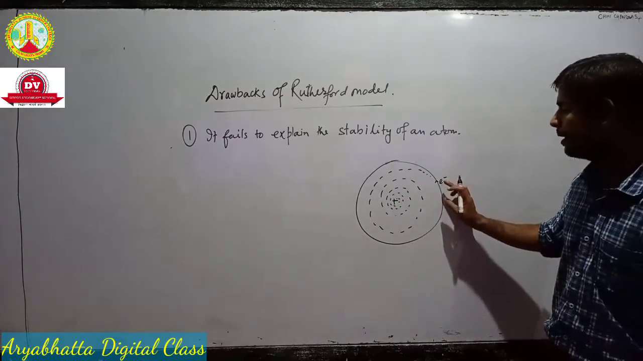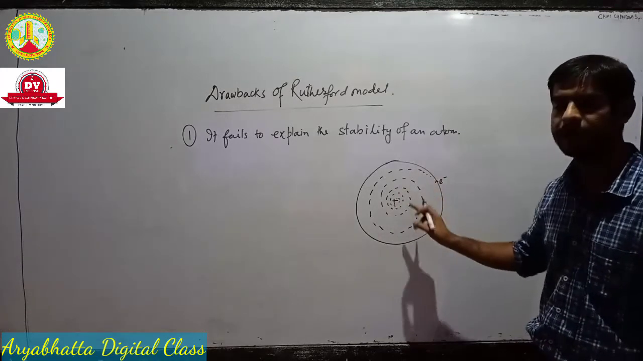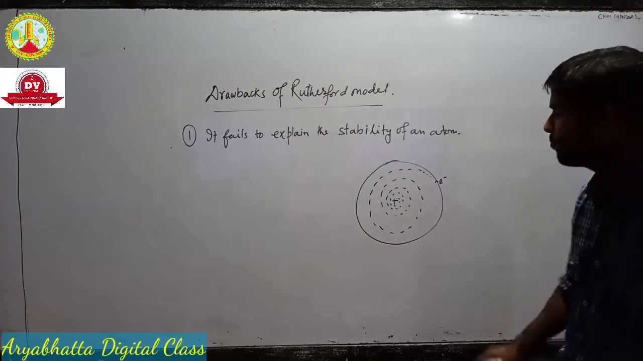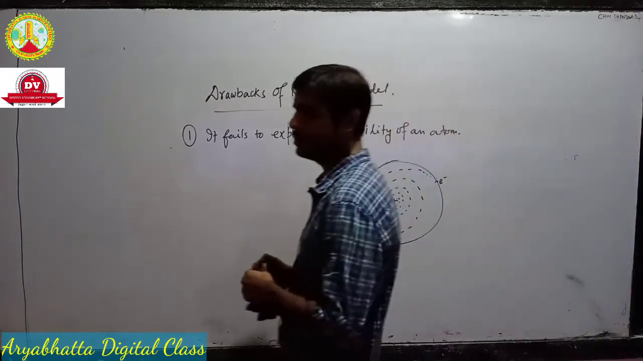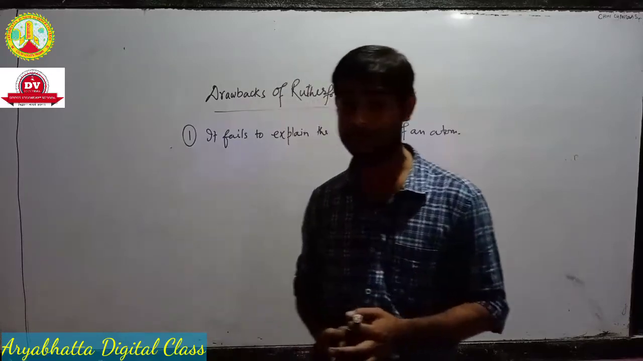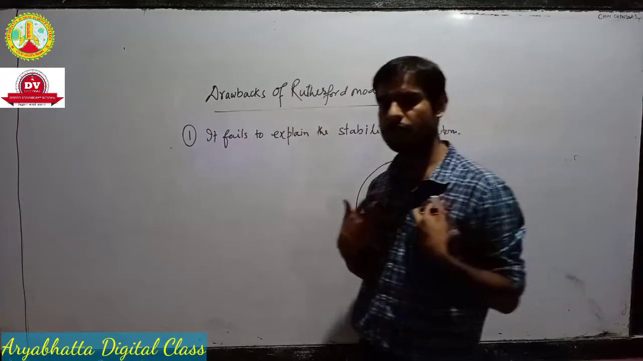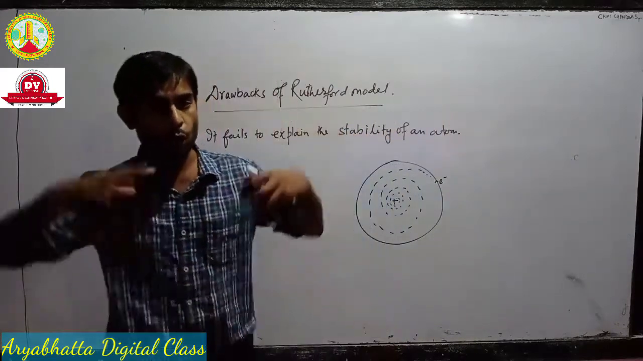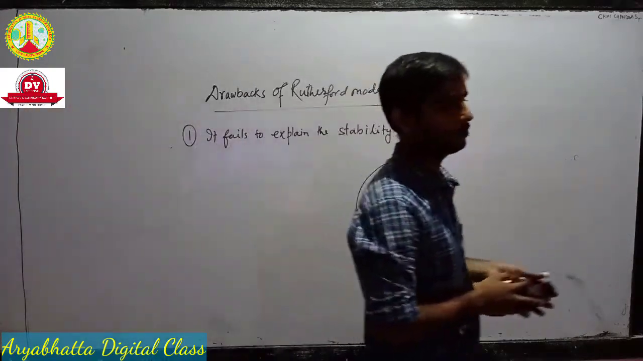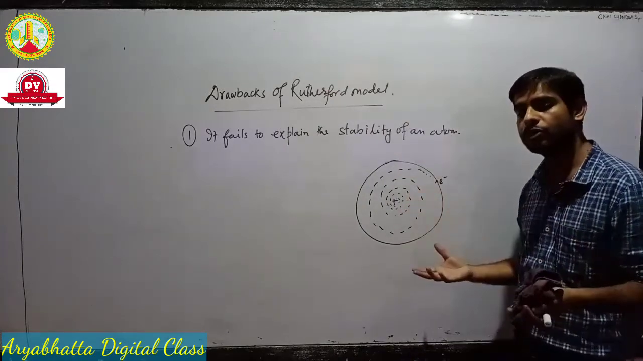So what will happen if the electron loses energy? Its path will shrink and it will finally fall into the nucleus. And if the electron falls into the nucleus, then no atom will exist. And if atoms cannot exist, then how are we existing? We are made up of atoms only. The whole universe is made up of atoms. So if atoms cannot exist, then how can the universe?